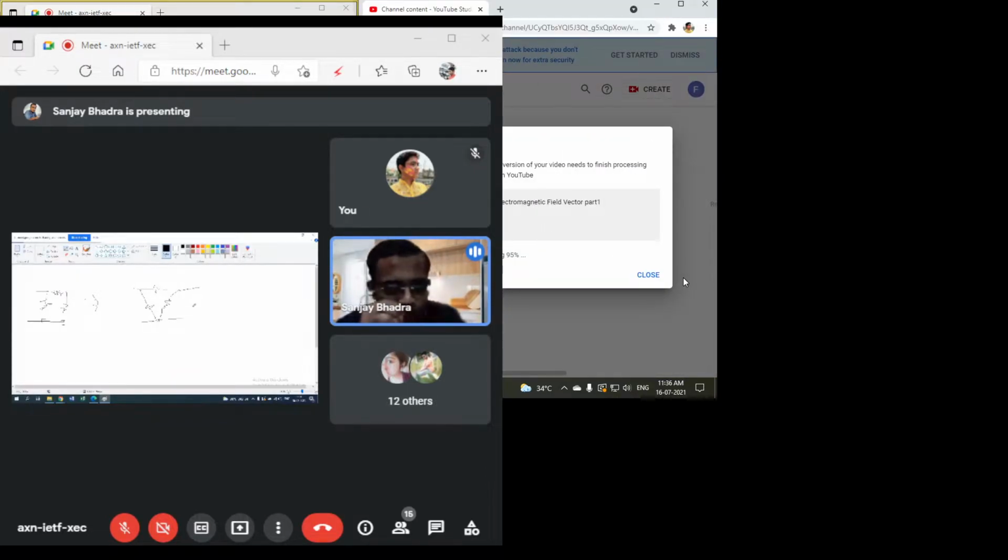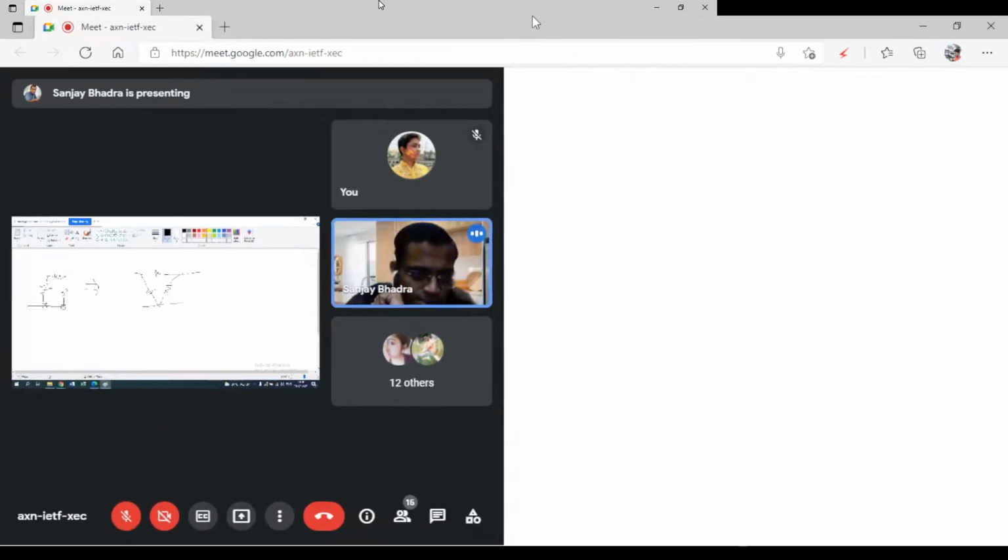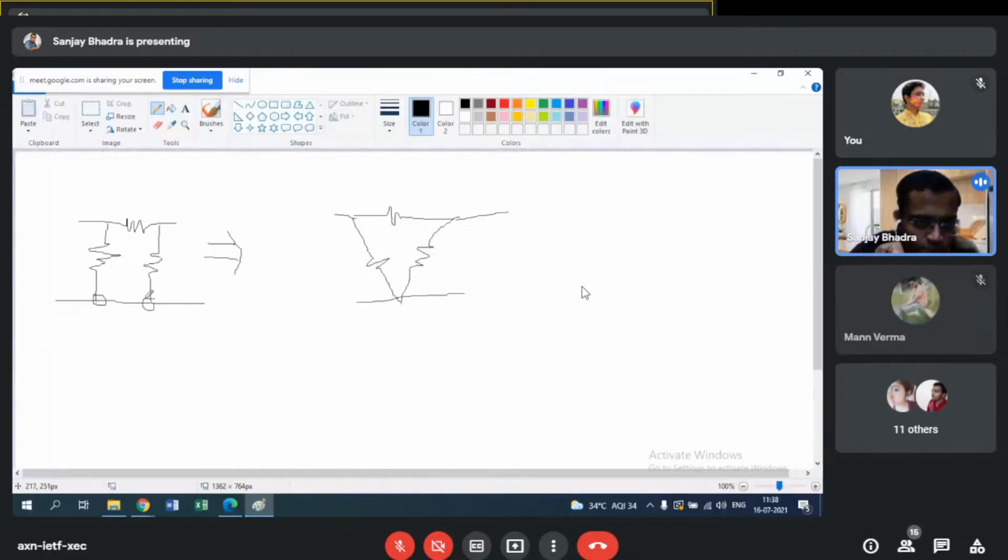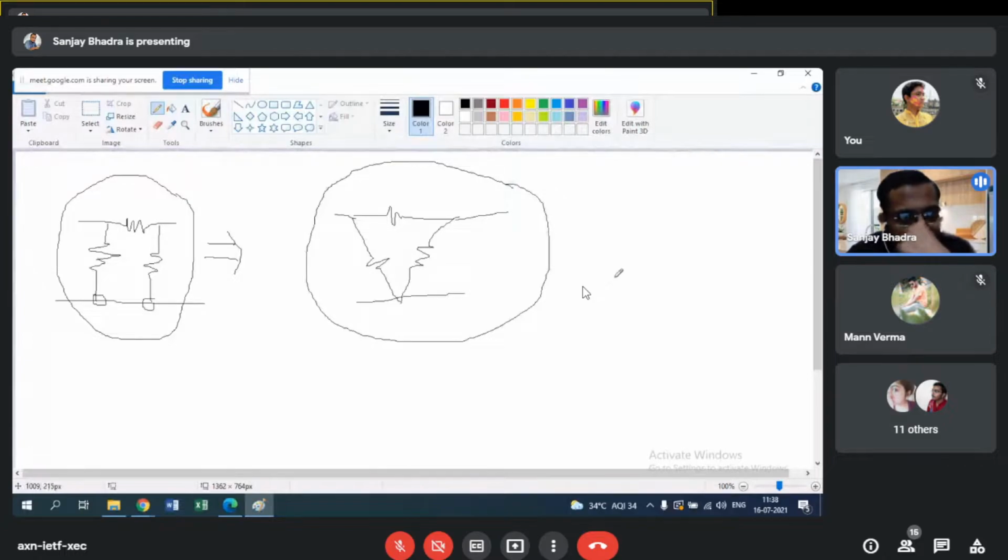Is this clear with everyone? The potential in the ground will be the same everywhere. So it doesn't matter whether we put it here or here, it is one and the same point. So this is why a pi network is also called a delta network, because it resembles that of a delta. I believe it's clear with everyone, right? Now we will move on to the problem.